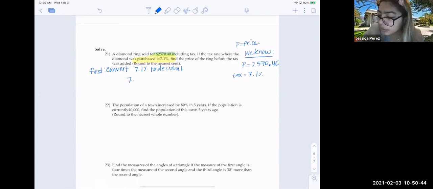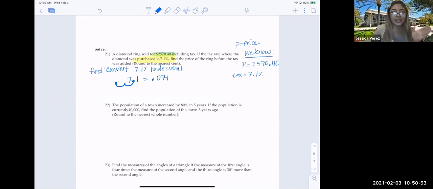So if you have 7.1, you move the decimal 2 times. So it should be 0.071. That's how you change percent to decimal. It should be a review. So now that we have 7.1 as a decimal, we're ready to create an equation.